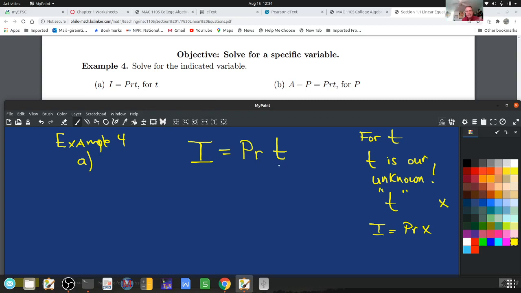So I've got to isolate T. So if you want, you can say, okay, this is some numbers, P times R times T. So how do I get T by itself? Well, if P times R is not 0, then if we just divide both sides by P times R, then P times R divided by P times R on the right-hand side gives me 1T. So the answer is I divided by P times R.